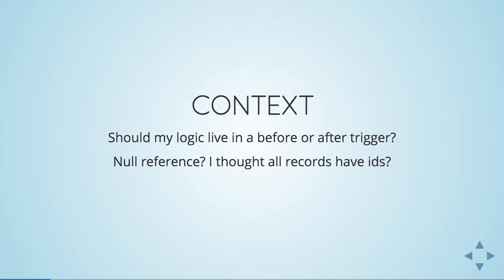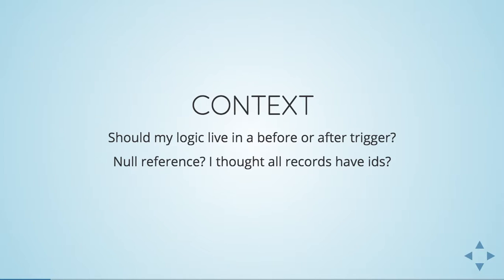So the first concept I want to talk about is that of context. Should my logic live in a before or after trigger? What's a null reference? I keep getting a null reference saying that my record doesn't have an ID, but I don't understand that because all Salesforce records are given IDs automatically, right? An important thing to keep in mind is if you're working in a before insert trigger context, this is actually prior to the point where your new accounts, contacts, whatever records you're dealing with have been committed to the database, and thus they don't yet have an ID.